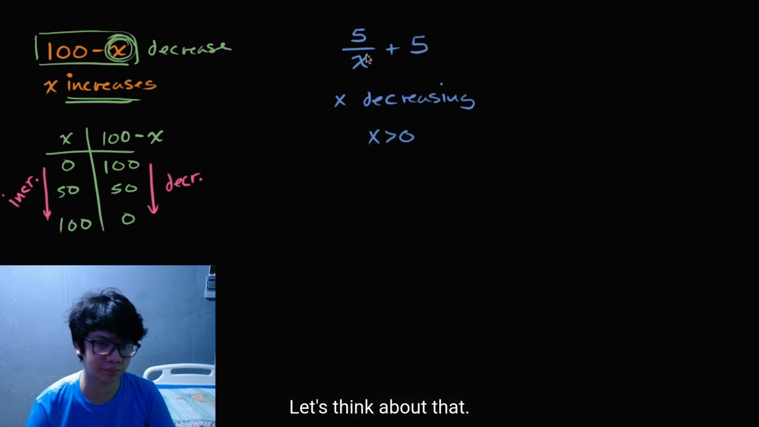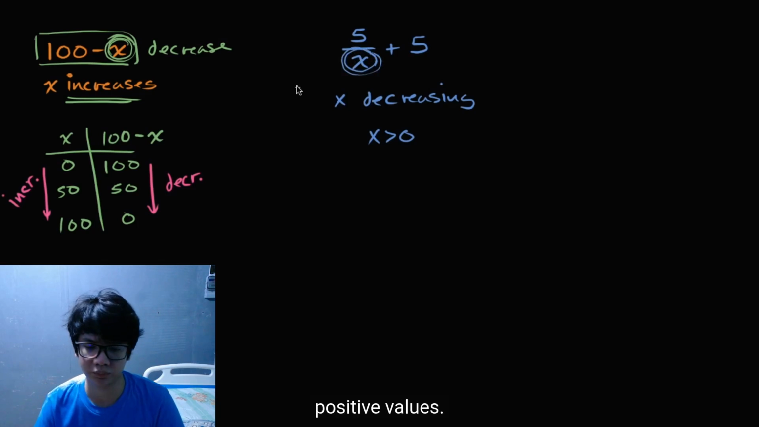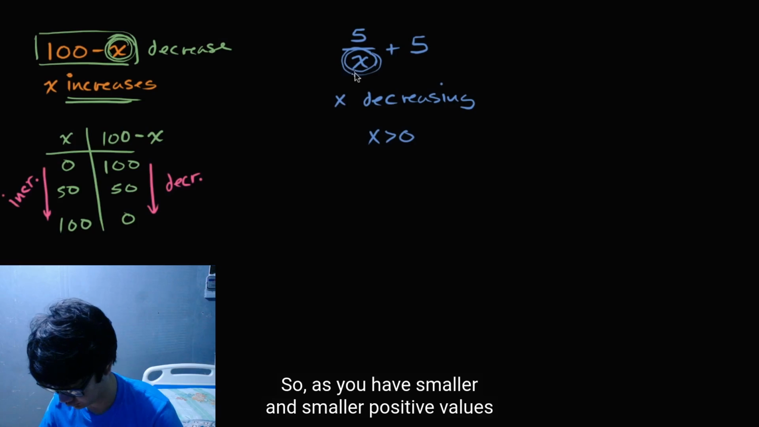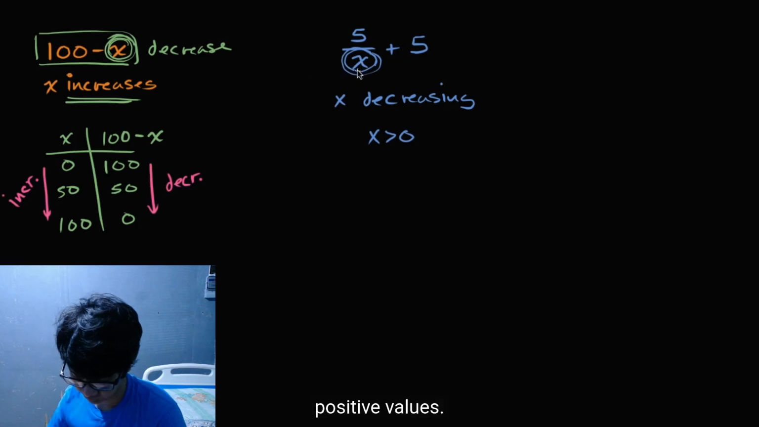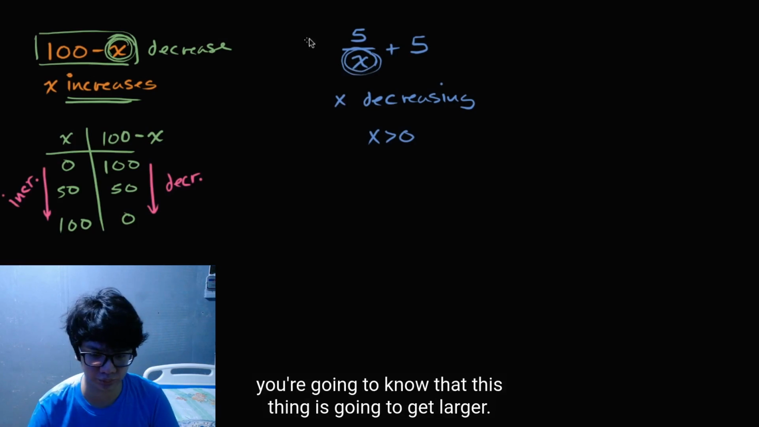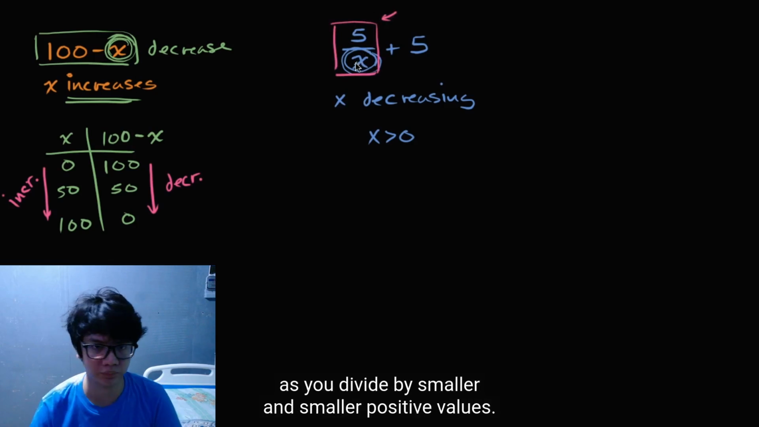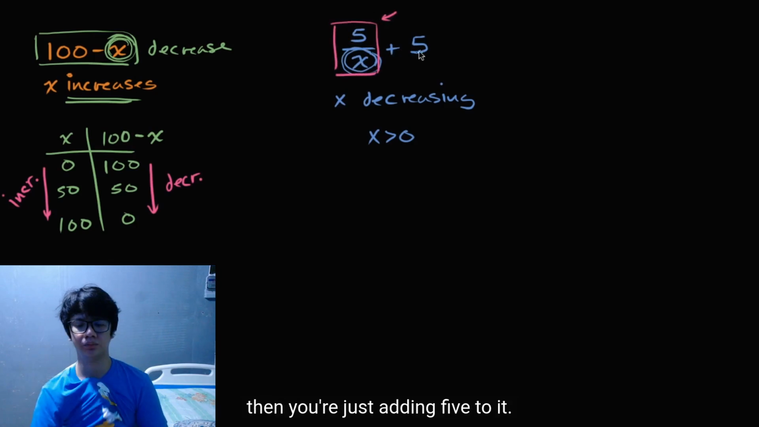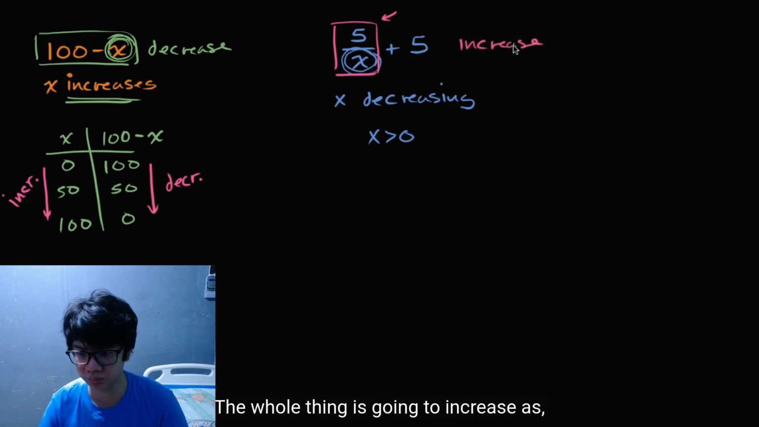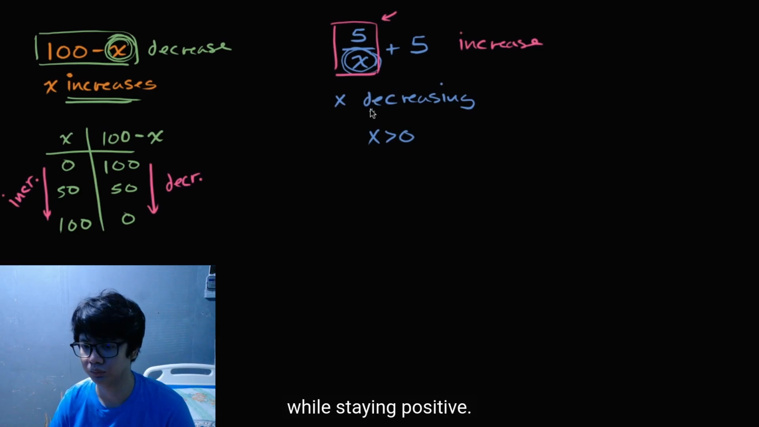Well, let's think about that. We are going to be dividing by smaller and smaller positive values. So as you have smaller and smaller positive values in the denominator, this thing is going to get larger. This entire expression is going to get larger as you divide by smaller and smaller positive values. And if that expression gets larger, then you're just adding 5 to it. The whole thing is going to increase as x decreases while staying positive.